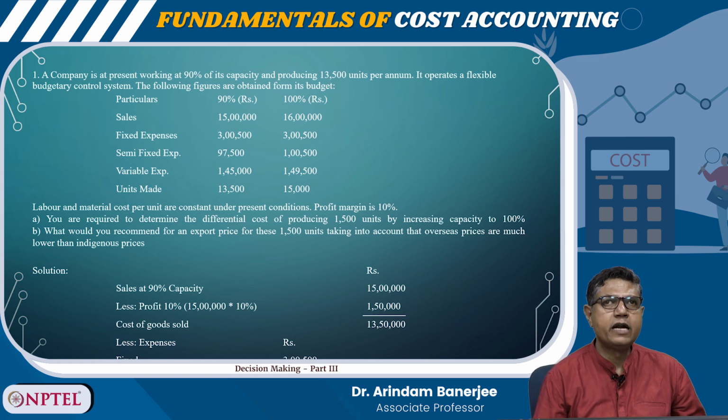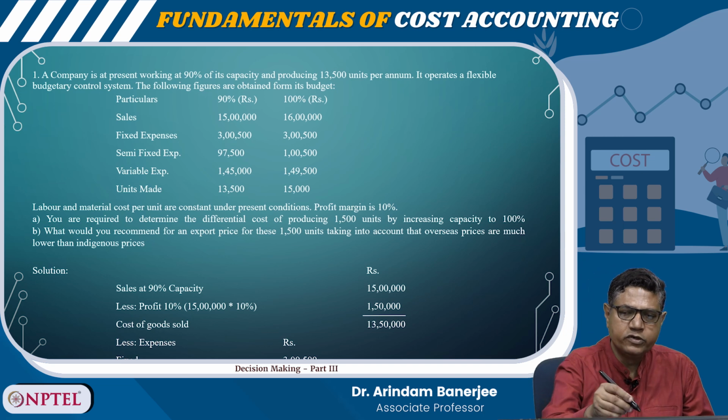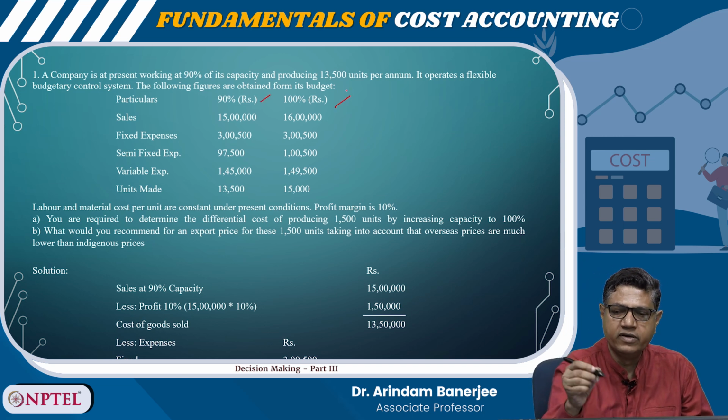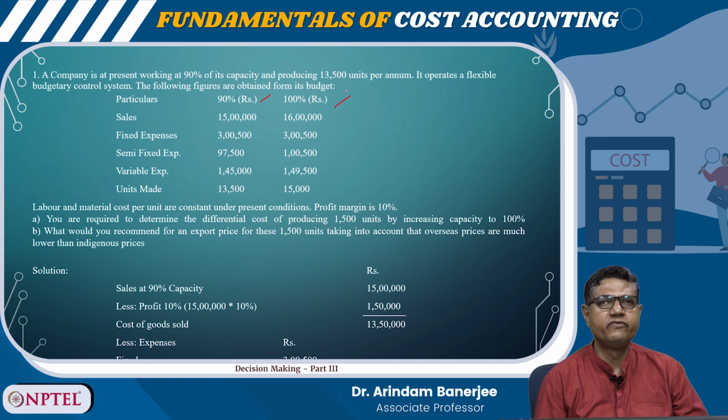A company is at present working at 90% of its capacity and producing 13,500 units per annum. It operates a flexible budgetary control system. The following figures are obtained from its budget. Sales at 90%. You see two capacity levels are given. At 90% sales is 15 lakh and 16 lakh. Fixed expenses 3 lakh 500 and 3 lakh 500. It is not changing with the change in capacity utilization.